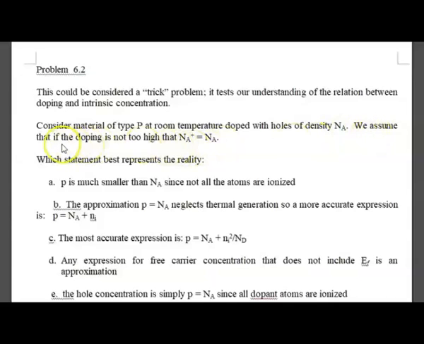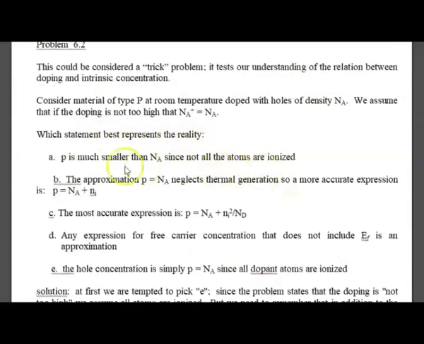We assume that if the doping is not too high, in other words, the Fermi level is not too close to the valence band edge, then all of the dopant atoms are ionized. So if you put in 10 to the 16th, you got 10 to the 16th ionized dopants. Which statement best represents reality?